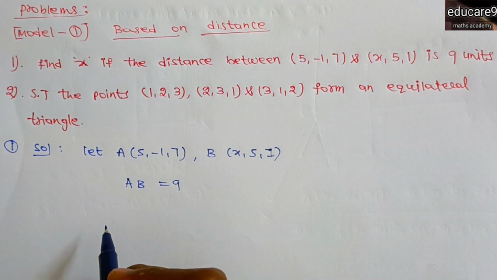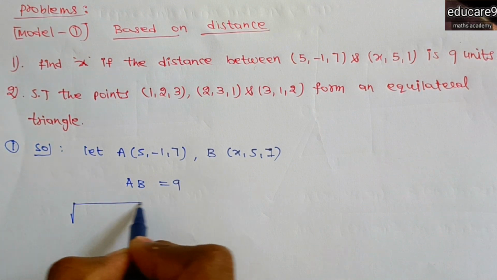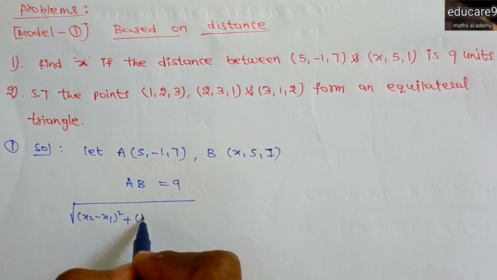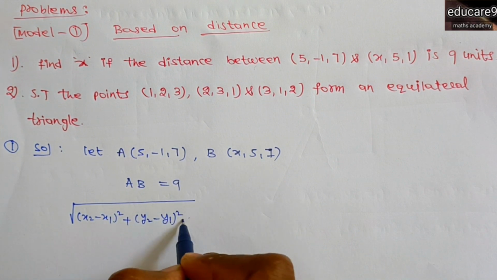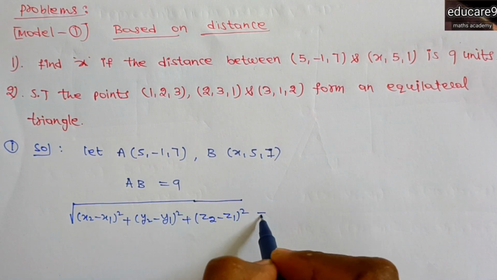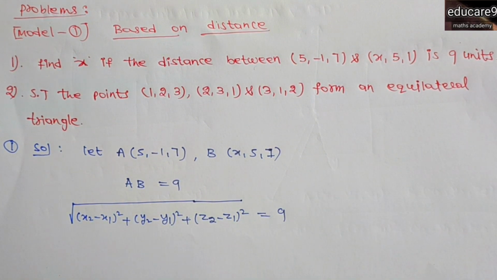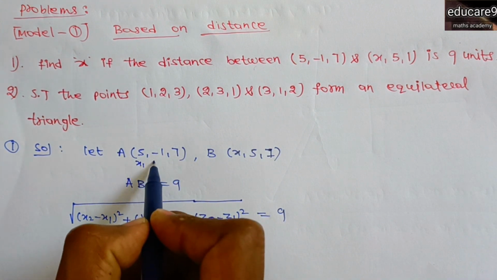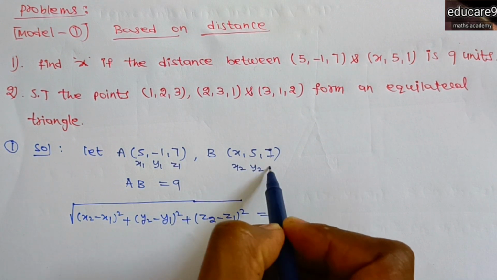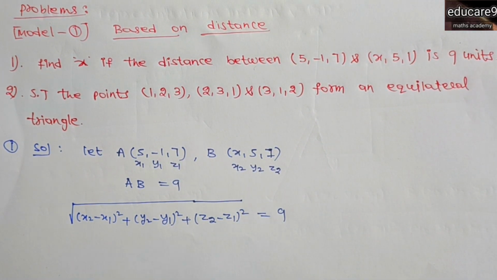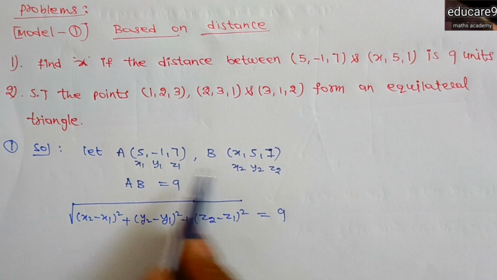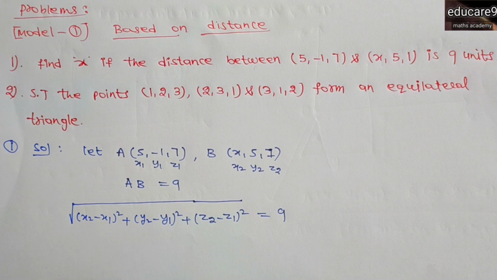You know the distance between 2 points formula, that is square root of (x2 minus x1) whole square plus (y2 minus y1) whole square plus (z2 minus z1) whole square, which equals 9. Clearly the point A is considered as x1, y1, z1 and point B is x2, y2, z2. Now you can replace x1, y1, z1, x2, y2, z2 with the given numbers.